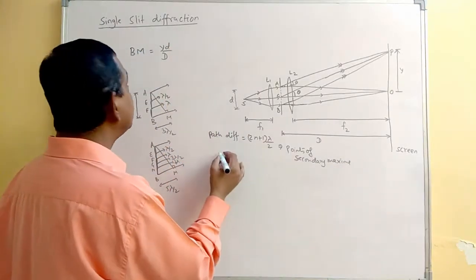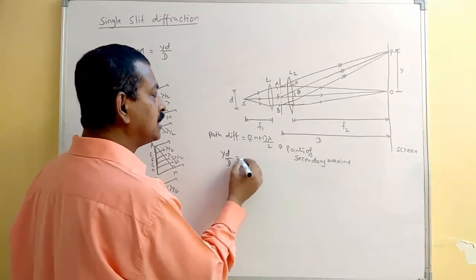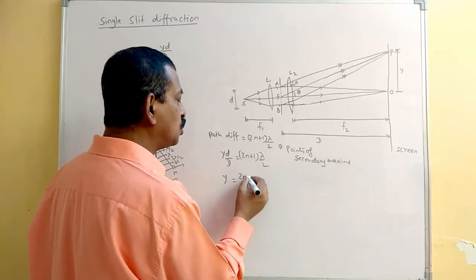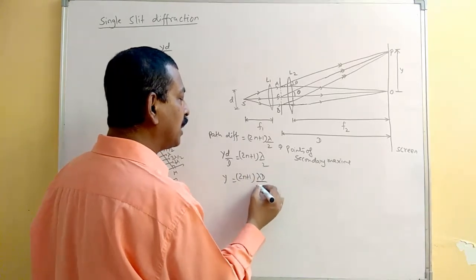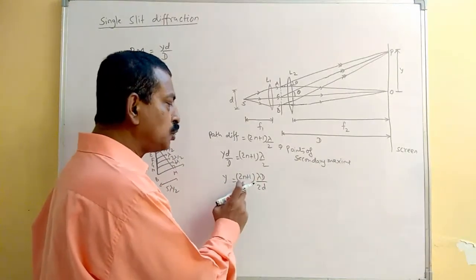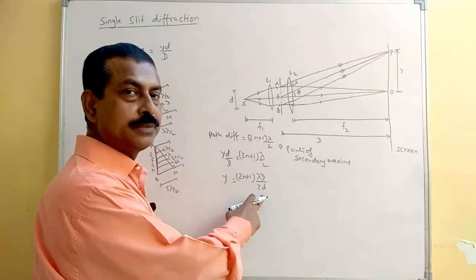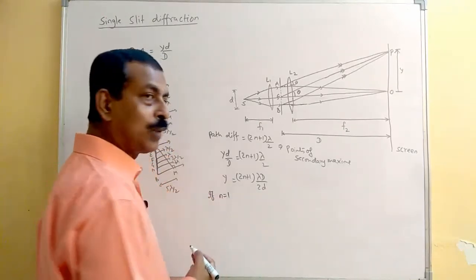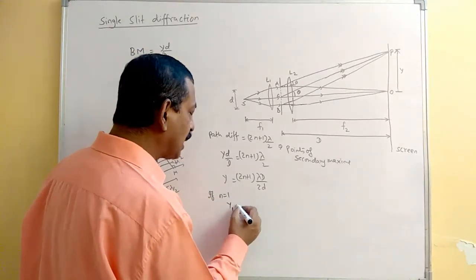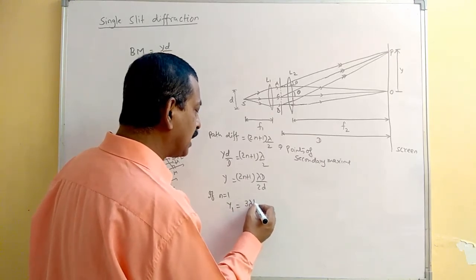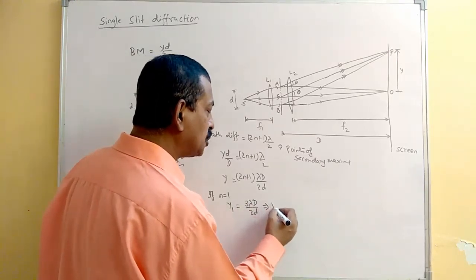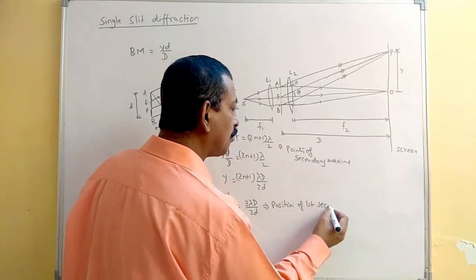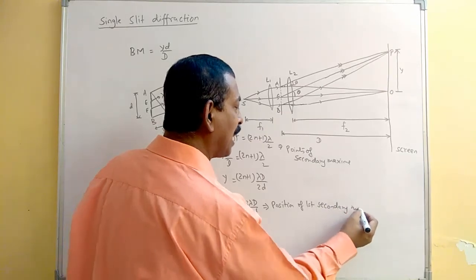What was this path difference? We have this yd by D. This is your 2n plus 1 lambda by 2. So y will be equal to 2n plus 1 lambda D by 2d. Now again, if n is equal to 1, in that case, what will we get? y1 will be equal to 3 lambda D by 2d. This is the position of first secondary maxima.